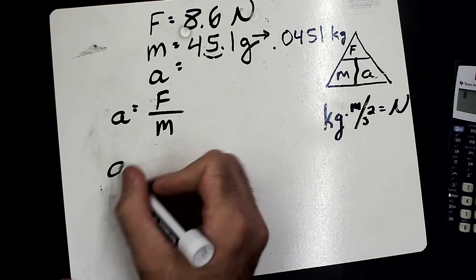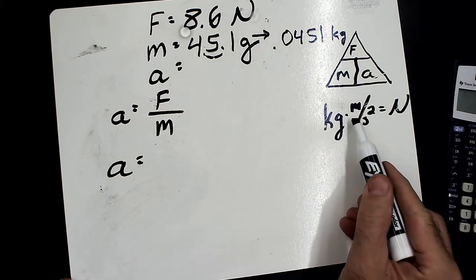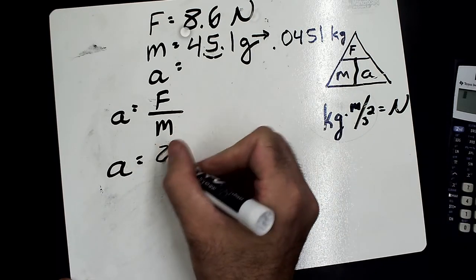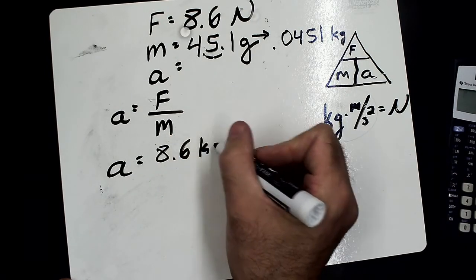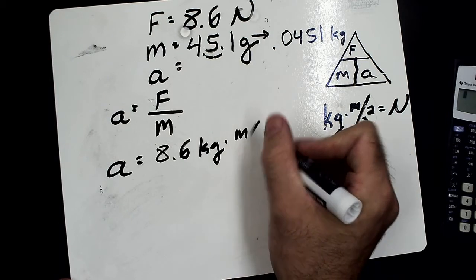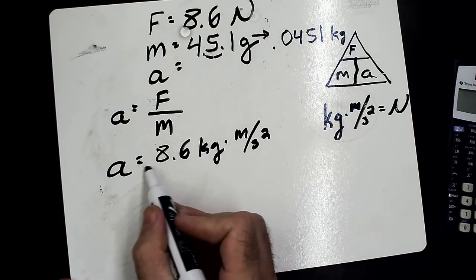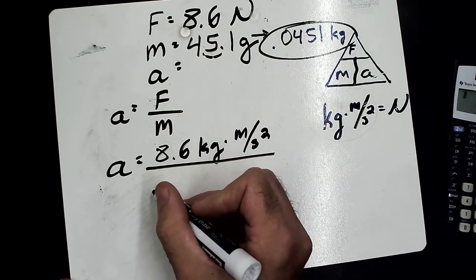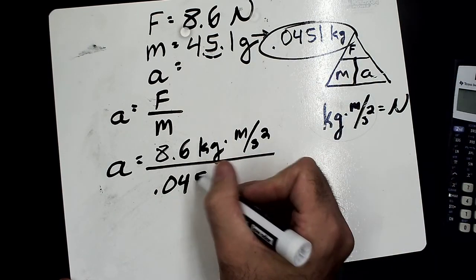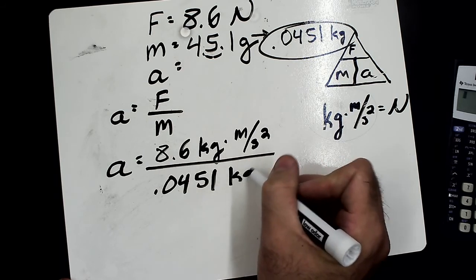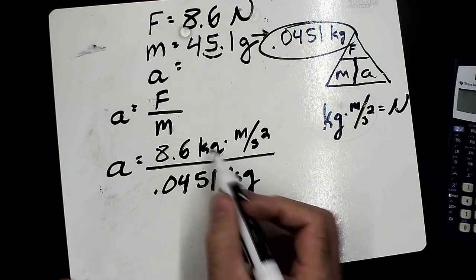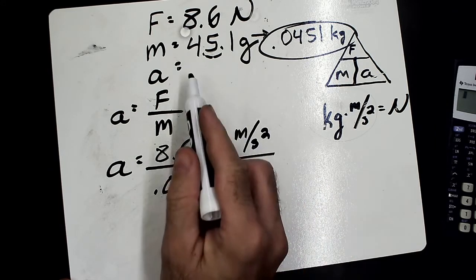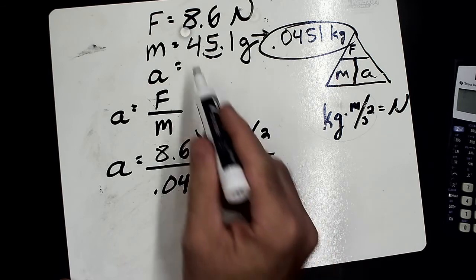Force, again, instead of newtons, we're going to use this unit right here. So force: 8.6 kilogram meters per second squared, divided by, you have to use kilograms, 0.0451 kilograms. Anything on top of itself cancels out, so the kilograms cancel out, which leaves me with an acceleration unit, which is what I want.